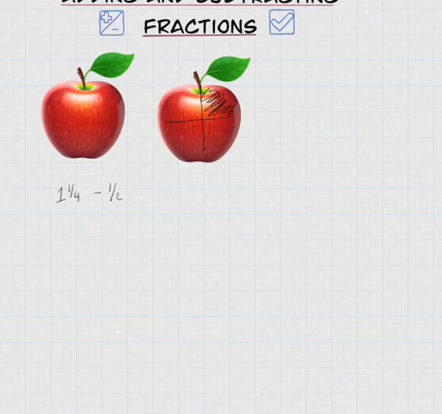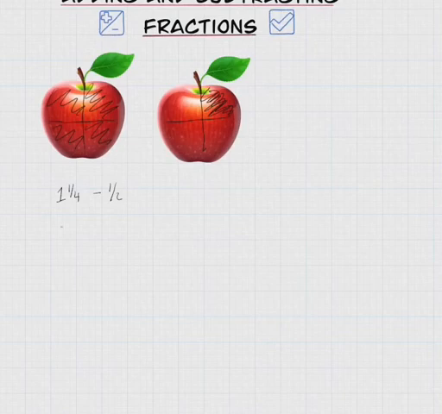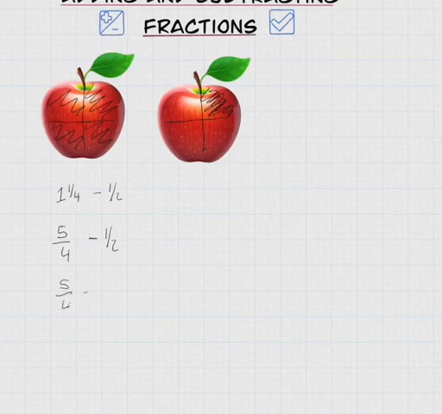Well, I'd need to convert my whole apple into quarters to find out how many quarters I had altogether. Well, one and a quarter is 1, 2, 3, 4, 5 quarters. I have 5 quarters, and I need to take away the half apple that I dropped on the floor. Okay, so now I've got quarters and a half. I can't work with these because I've got different sized pieces. Let's turn this half into quarters so that I've got the same size pieces. This is going to give me 5 quarters minus 2 quarters, and that is going to equal 3 quarters.